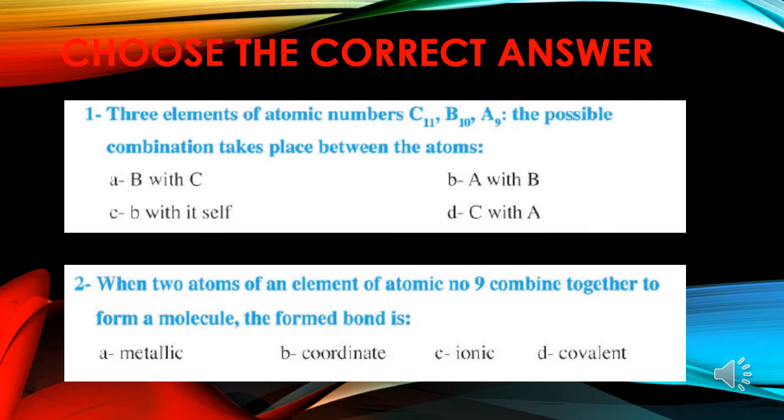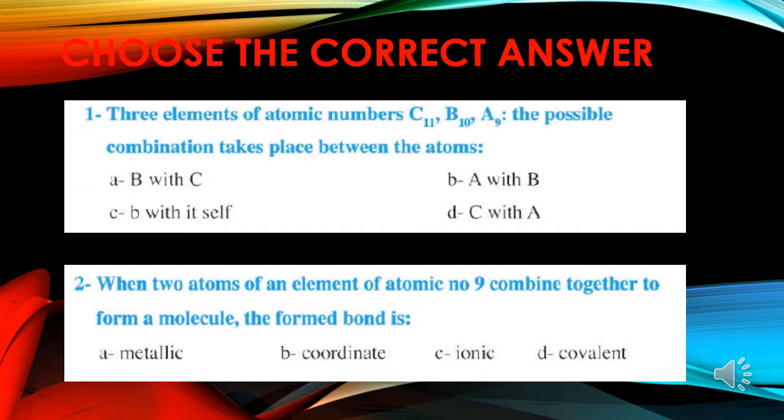Choose the correct answer. Number 1. Three elements of atomic numbers C 11, B 10, A 9. The possible combination takes place between the atoms: A, B with C; B, A with B; C, B with itself; D, C with A. B 10 is a noble gas, so it can't make a combination with any atom. So the answer will be C with A.